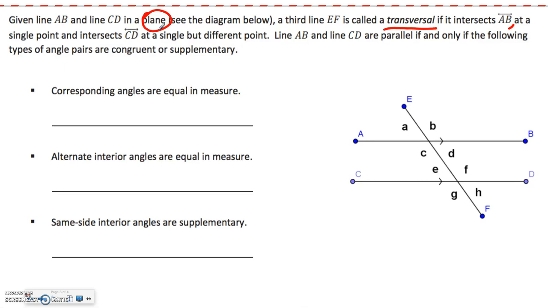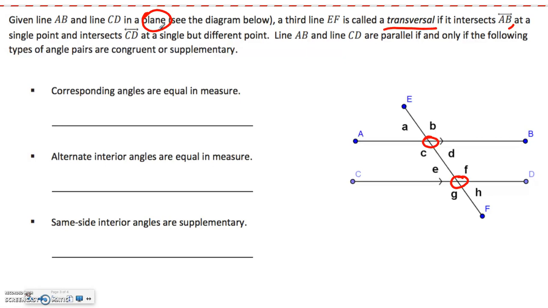If it intersects line AB at a single point, notice that EF intersects AB at only one point of intersection, and it also intersects CD at a single point, but a different one, okay? So EF is a transversal because it intersects AB at one point, and it intersects CD at another point. A different point, but only one, okay?